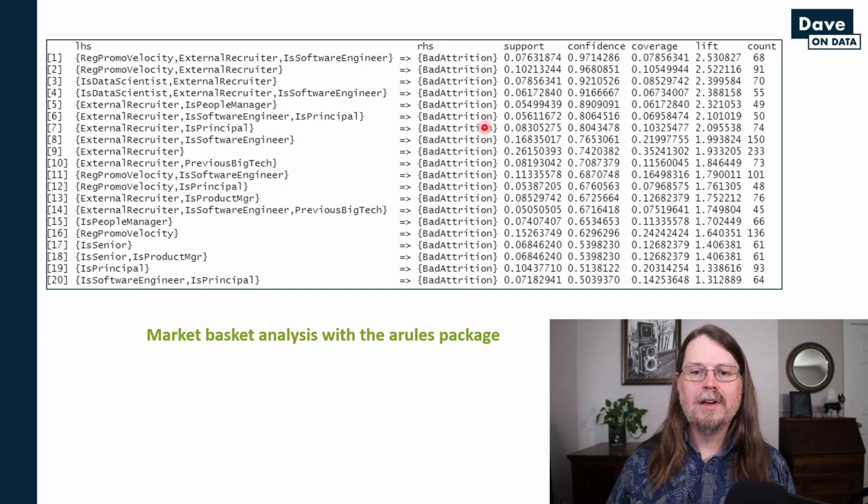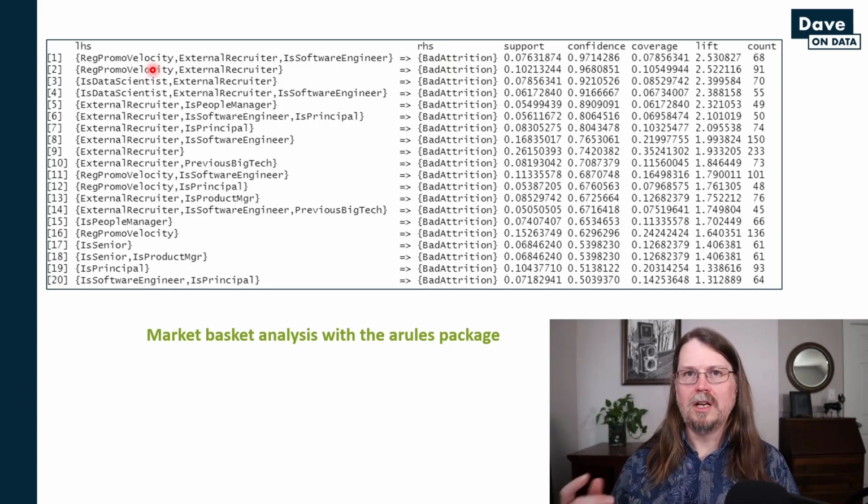So here we have bad attrition. Notice that it's all the way up and down here, because that's the thing we're interested in understanding. And what we can see here at the top of the list is 3 aspects of the data which are most associated with bad attrition. And they are, 1, a regular promotion velocity.